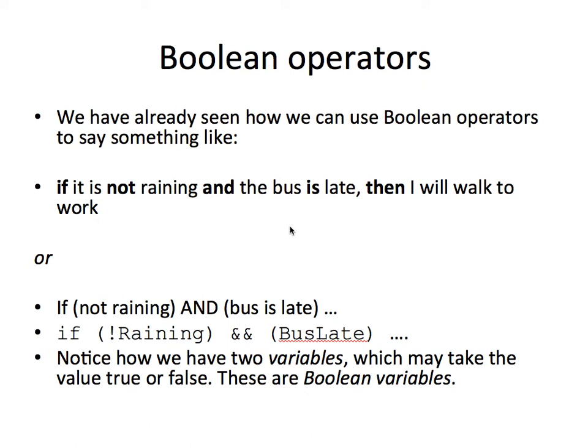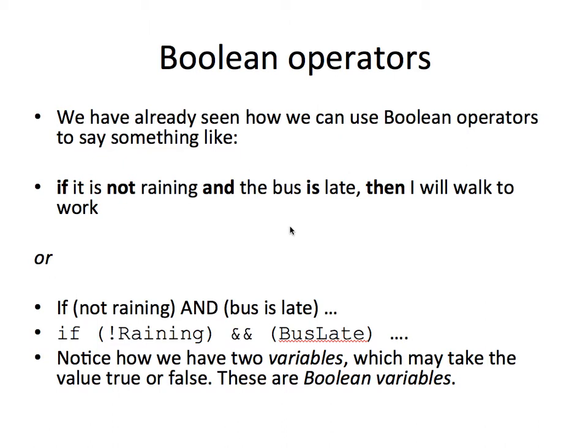Programming, movie 4.5. So we've already seen how Boolean operators are extremely useful, and we've also seen how Boolean variables can be used, as in mouse pressed, but they're pre-supplied for us. Obviously, we can also create our own Boolean variables to represent situations in the real world. For example, if it's not raining and the bus is late, then I will walk to work.